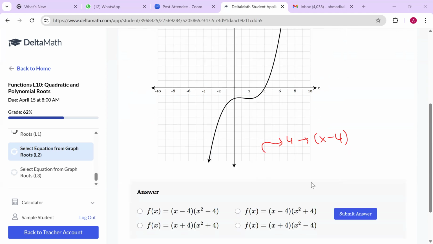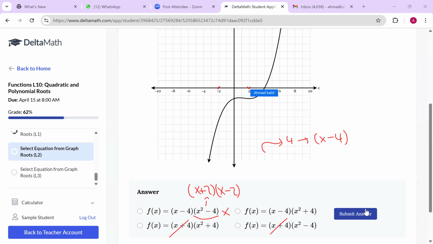So of course, anything that has x plus 4 is rejected. And we have two choices that have x minus 4. One of them has x squared minus 4, and one of them has x squared plus 4. So the reason why this is incorrect is because this gives us x plus 2 and x minus 2. If this were correct, the graph would have to cut the x-axis at negative 2 and 2 as well.